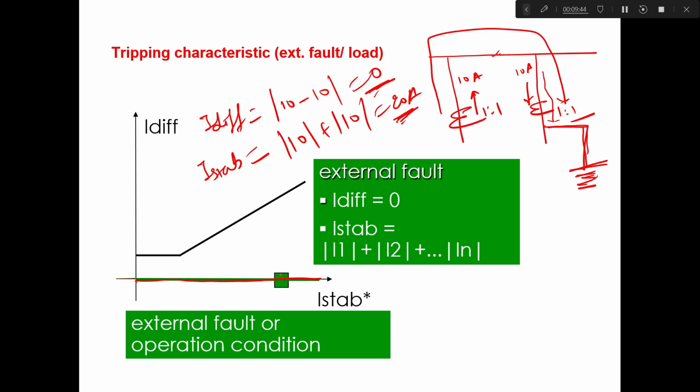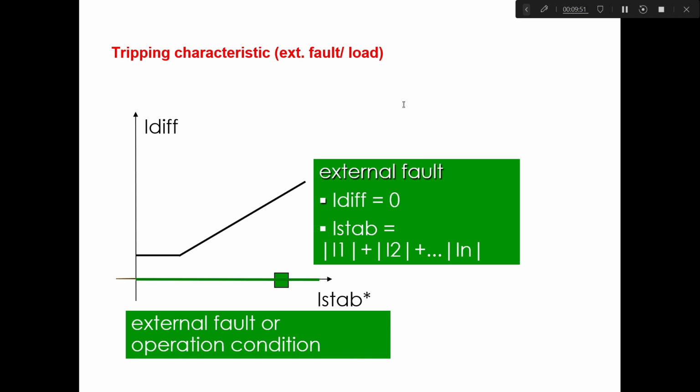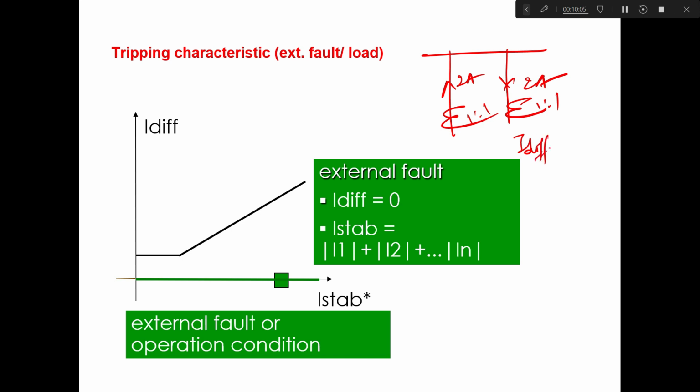Low differential current or close to 0 differential current with high stabilization current. So this is the characteristic of external fault or also for the load condition. If it is a load condition, suppose 2 ampere current is coming and 2 ampere current is going from the bus. So the total current measured by these two CTs, the differential current will be 2 minus 2, which is 0, and the stabilization current will be 2 plus 2, which is 4 ampere.